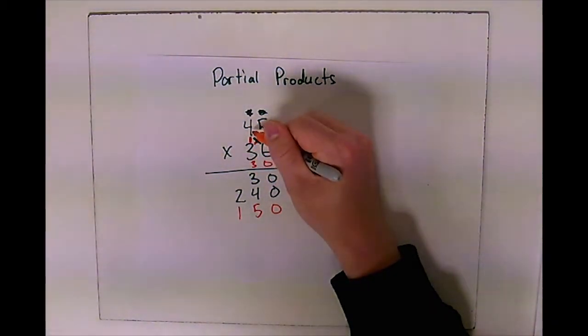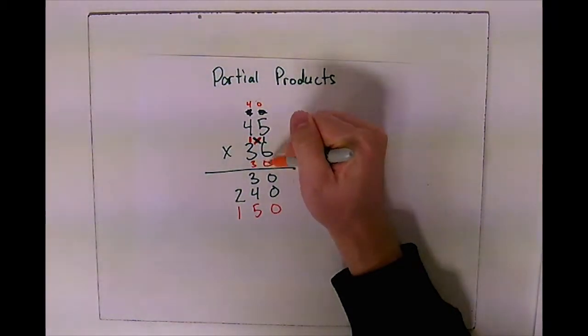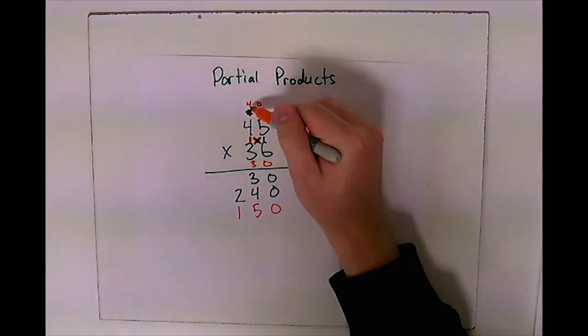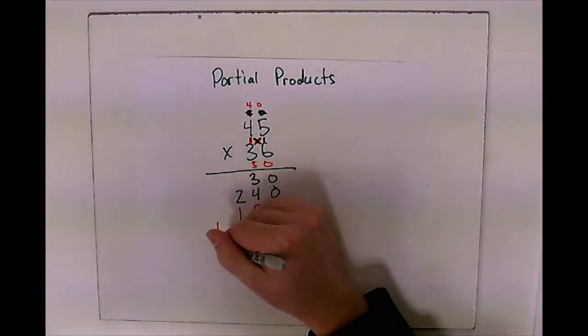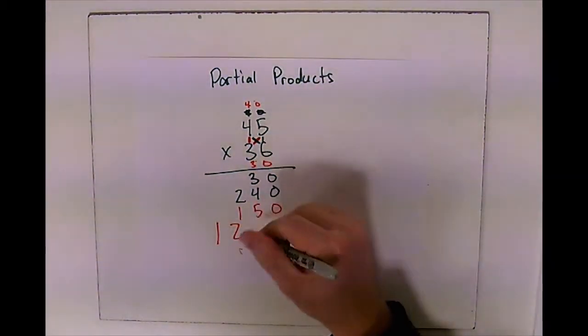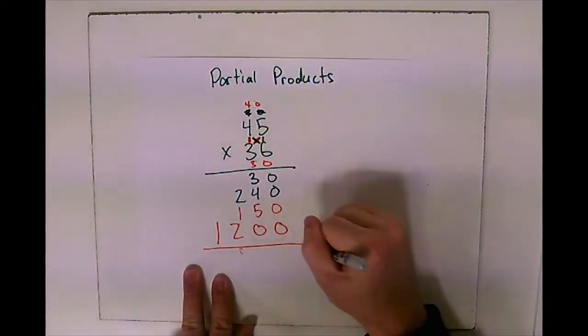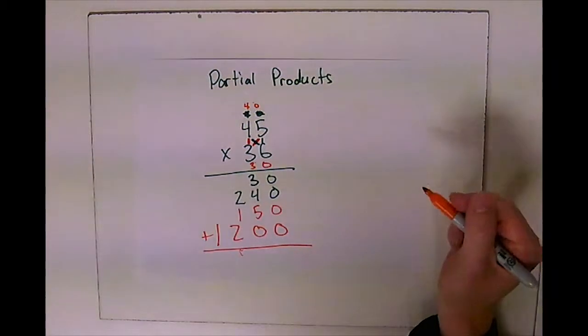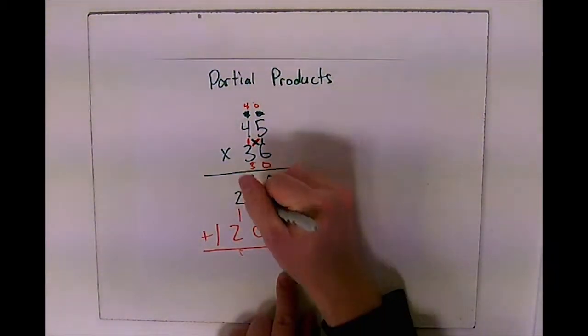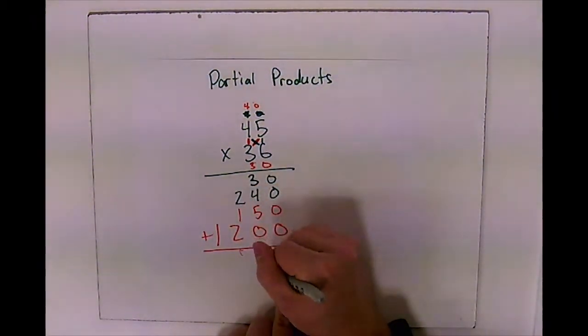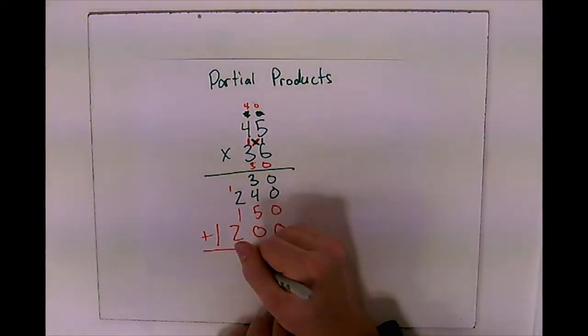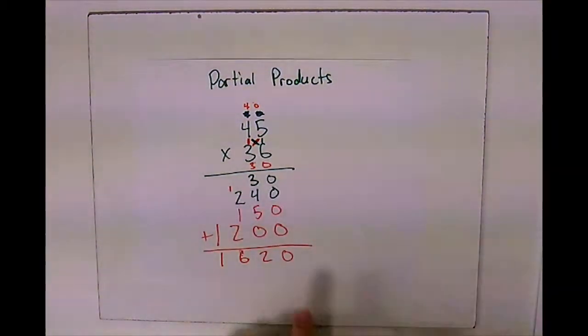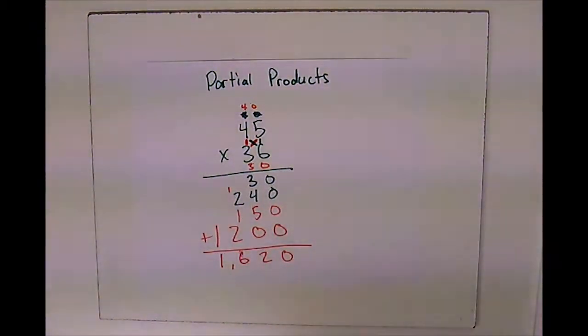So 3 times 4, that's not 3 times 4, that's 30 times 40. So 4 times 3 is 12, and I have to add 2 zeros to go along with that. Once I get my partial products down, all I have to do is add them up, straight down. And my answer should be 1,620.